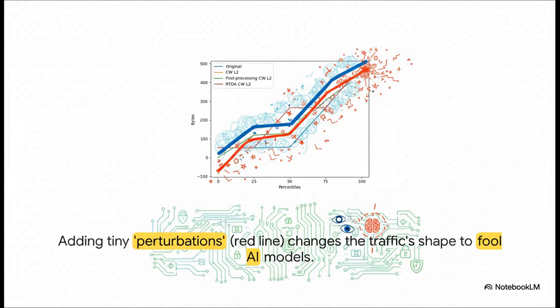Take a look at this. The blue line represents a normal, predictable traffic pattern, easy to spot. But the red line? That's the camouflaged version. By adding these tiny, almost insignificant bits of random data, researchers call them perturbations, you can totally change the statistical shape of the traffic. You're basically blinding the AI that's trying to watch you.